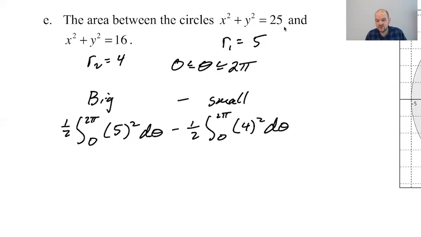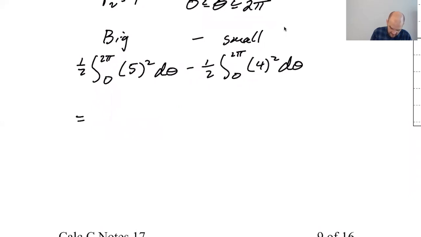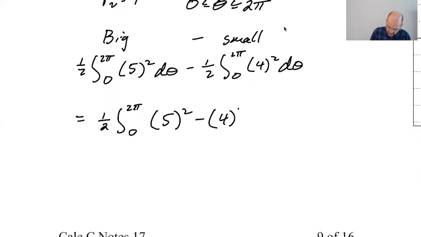You can totally do both of those separately, that's fine. But they have the same bounds, so we could combine them into 1/2 the integral from 0 to 2 pi of the big curve squared minus the little curve squared d theta. So it's square and then subtract. Where have you heard that before? Volume of revolution, right? Big volume minus little volume. Square it, then subtract. You don't do subtracting then square.